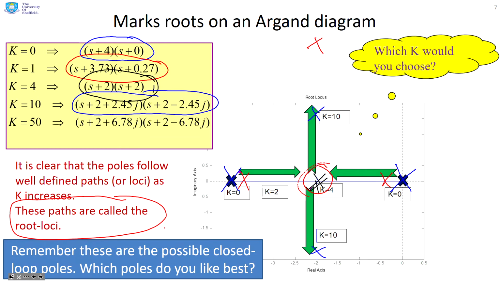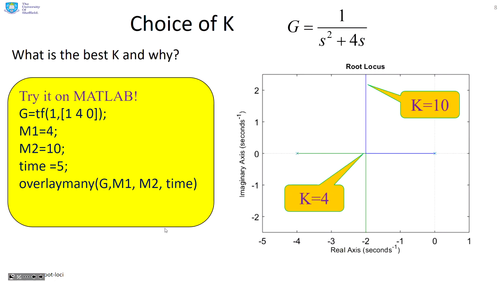Now, what do we want to do? We want to know where are the best closed loop poles. So in terms of these paths, I need to ask myself, which value of k am I going to choose and why? So here's an example. I've just taken 2 of those values, k equals 4 and k equals 10, so I can have both poles here, or I can have a pole here and a pole here. Now, which of these do you prefer and why? But the key thing is the root loci is showing you what your options are.